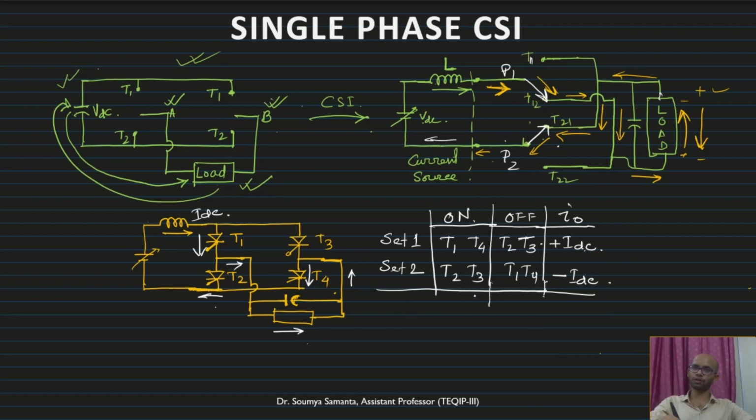And in the other two cases, suppose T1 and T3 are on. Then basically this will get zero current. Current will be zero through the load. It will not be connected to the load. Load will basically be shorted.